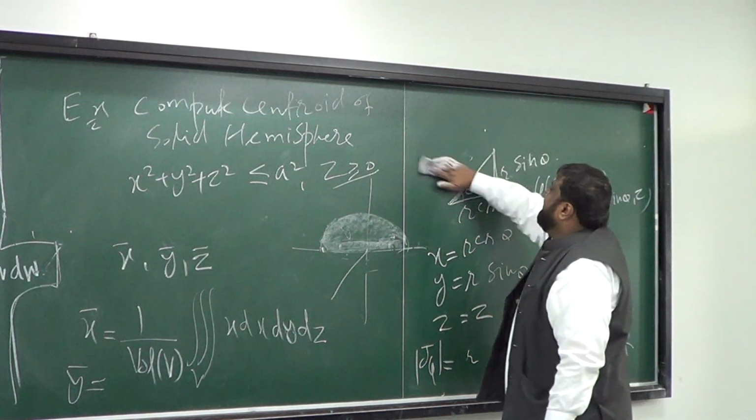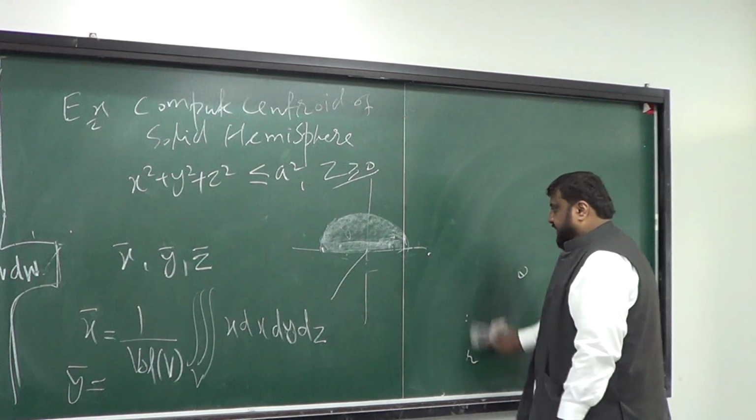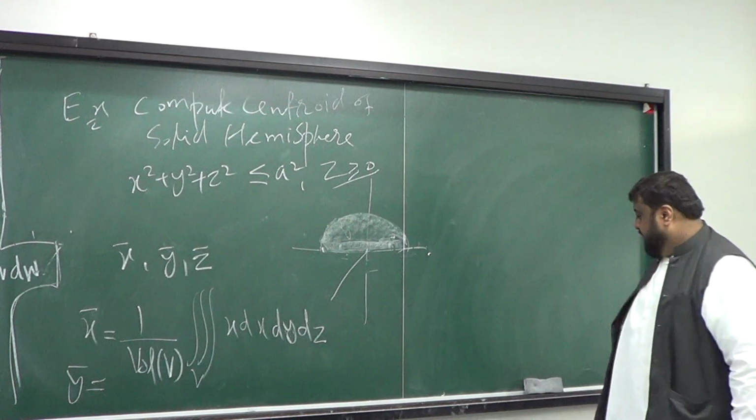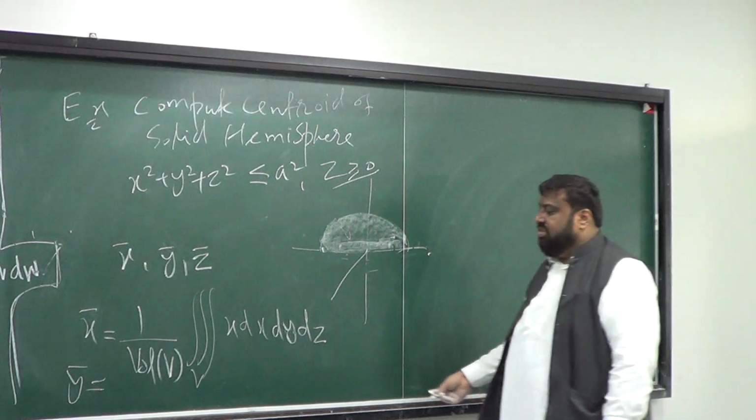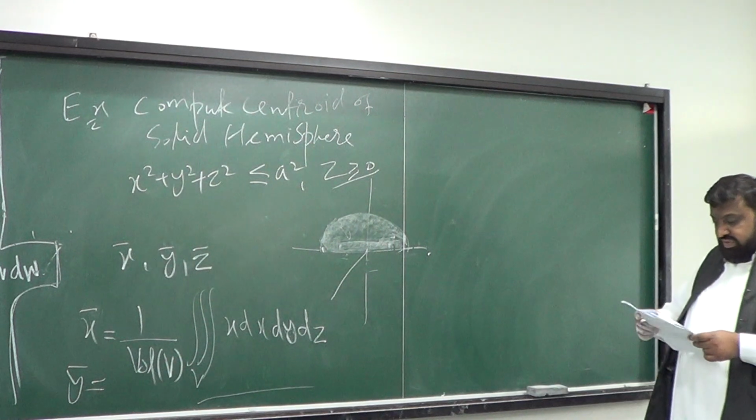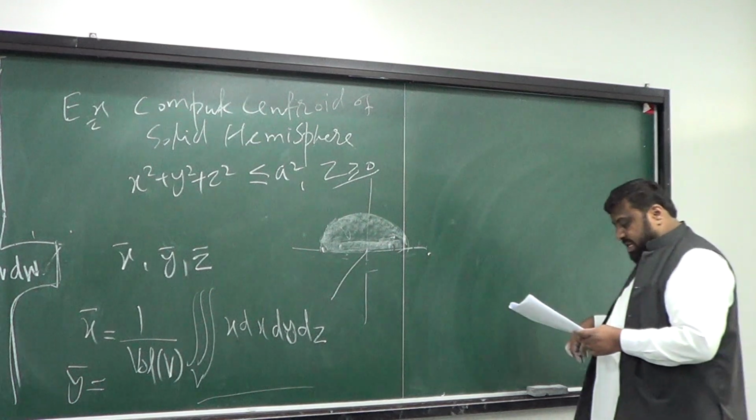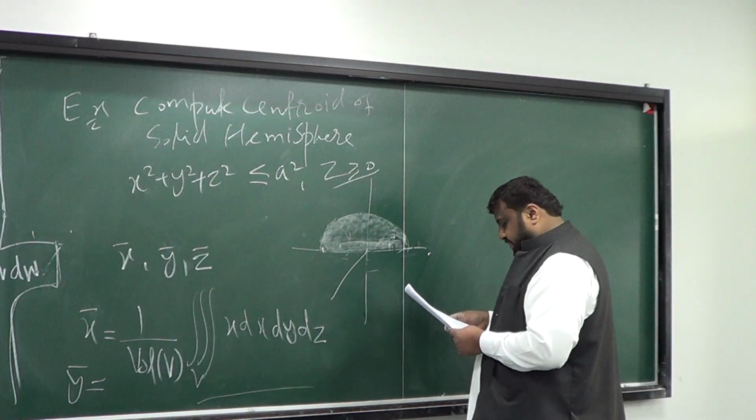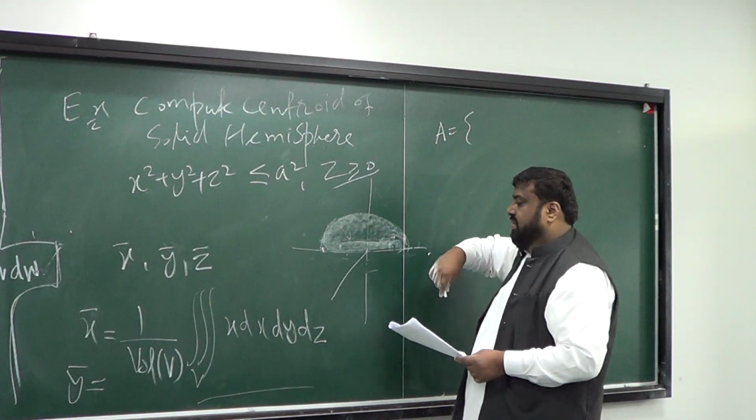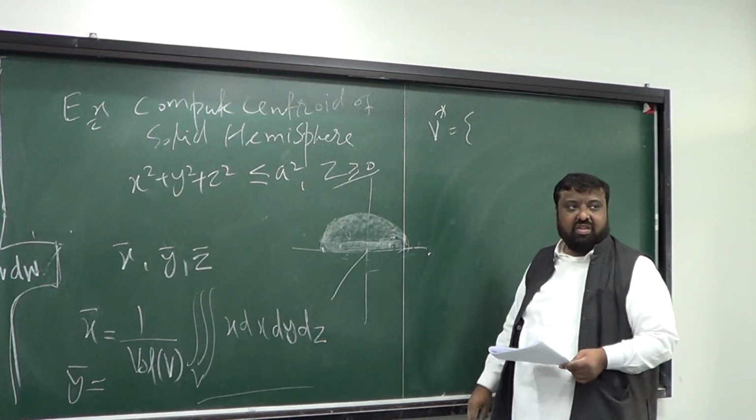So what would be the description of it in spherical coordinates, spherical polar coordinates? What you need to do is turn this into spherical polar coordinates. So when you're going to do it, what you need to do? You need to have another region, or maybe V star say.